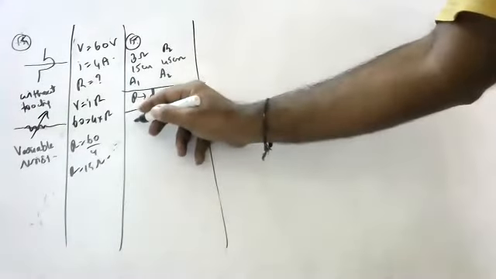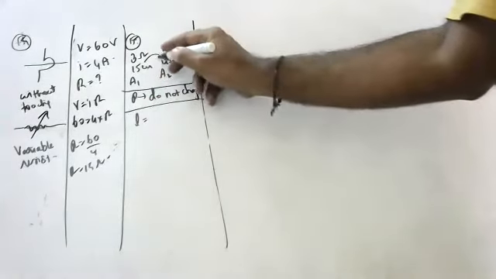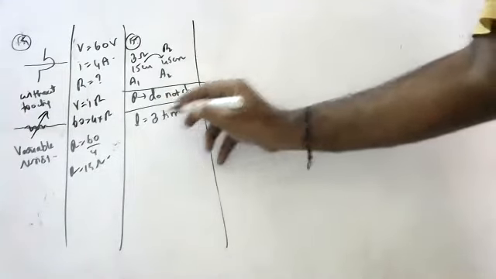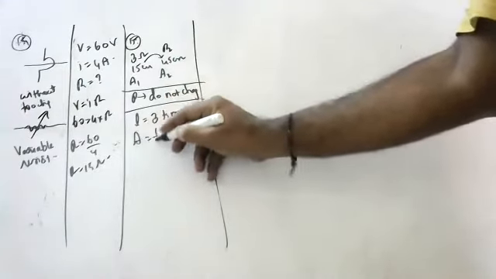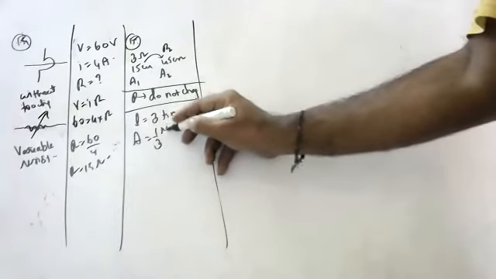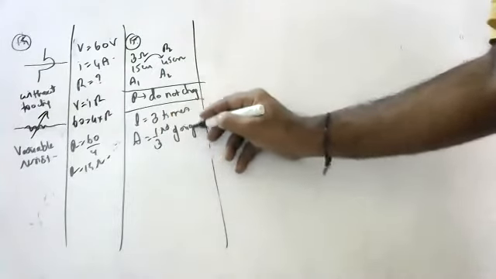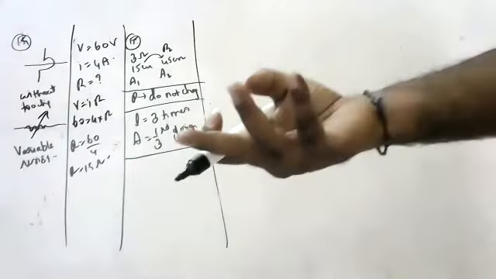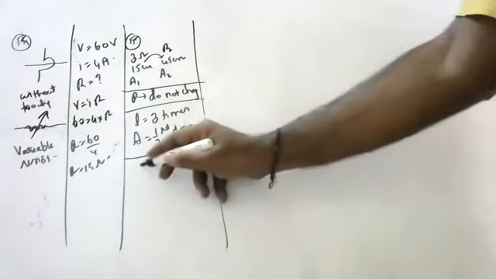See, if length is becoming 3 times, say 15 to 45, then area will become 1/3 of the original. If length is becoming 3 times, area becomes 1/3. Some people may ask, how, sir? Can you show us? Resistance is directly proportional to length.